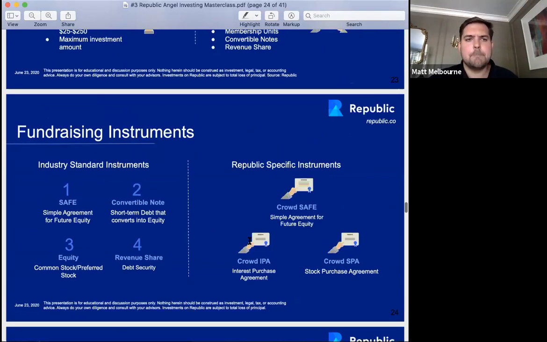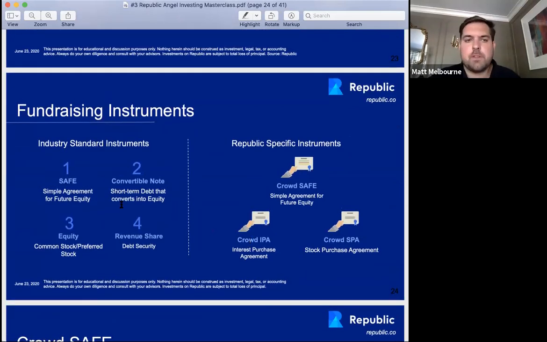The first one, and the most common one that we use, is called a SAFE. The Republic SAFE is called a Crowd SAFE. We had securities attorneys come up with it in-house. It means simple agreement for future equity, and ours is modeled after the Y Combinator SAFE, but applied to the crowd. Basically, a SAFE is a way for investors to have the economic effect of owning equity shares in a company without the operational burden.